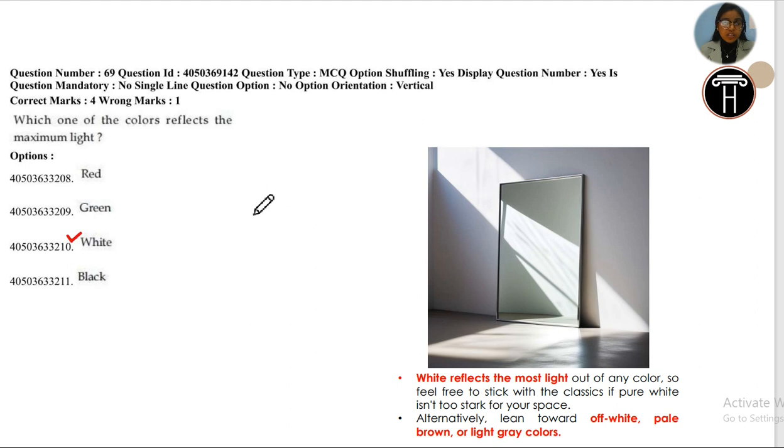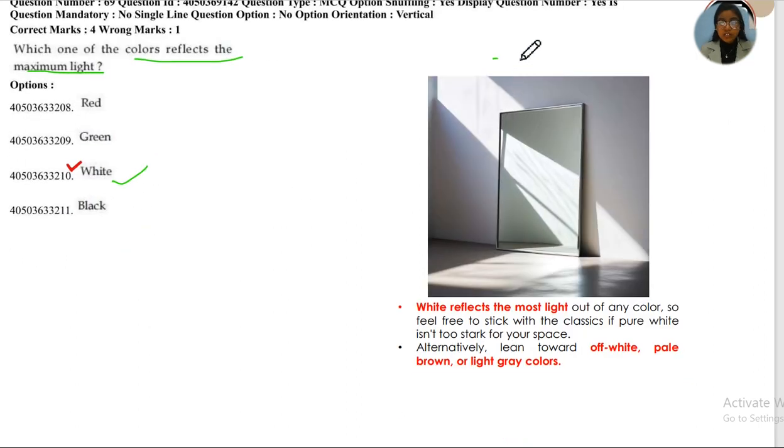Now the next question is, which color reflects the maximum light? So the white color reflects the maximum light. As you can see, this is your room having white color on the walls. So white color reflects the most light out of any color.